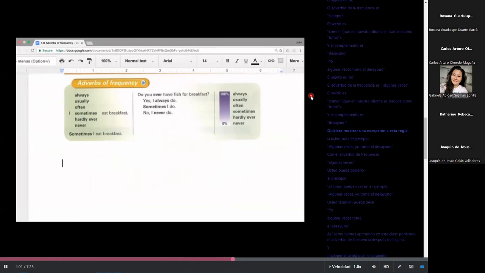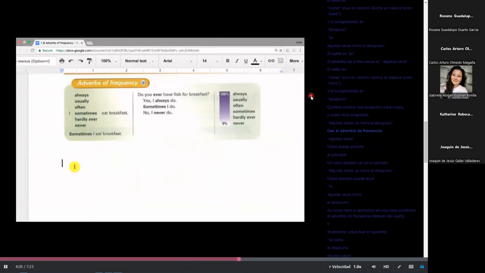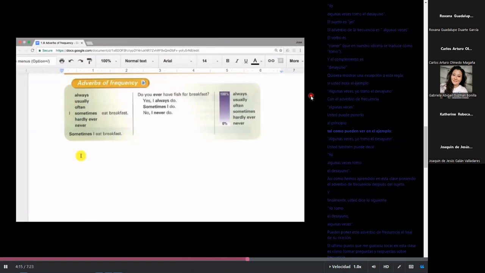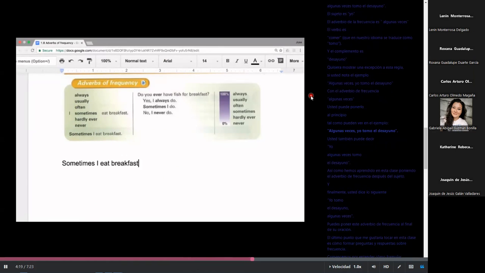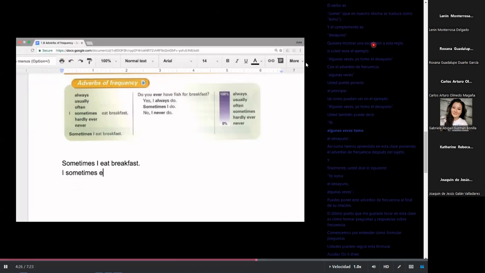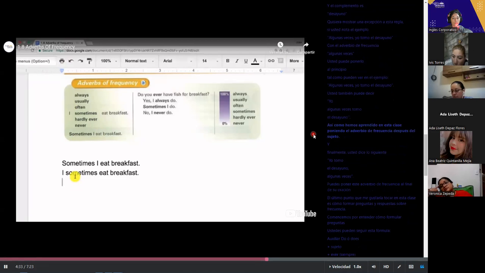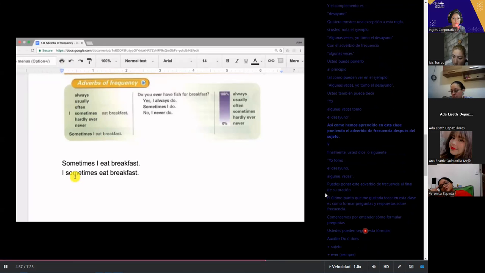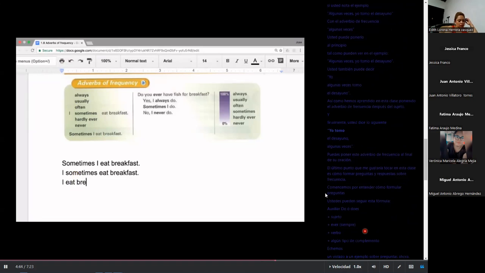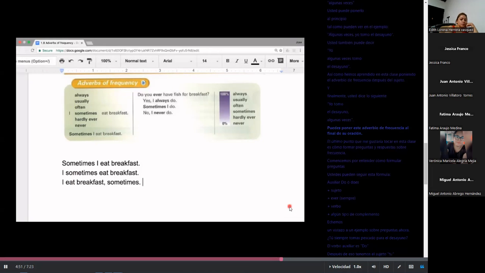I would like to show an exception to this rule. If you notice the example, sometimes I eat breakfast. With the adverb of frequency, sometimes, you may put that at the beginning, just like you see in the example. Sometimes I eat breakfast. You may also say, I sometimes eat breakfast, just like we've learned in this class by putting the adverb of frequency after the subject. And finally, you may say the following. I eat breakfast sometimes. You can put the adverb of frequency at the end of your sentence.